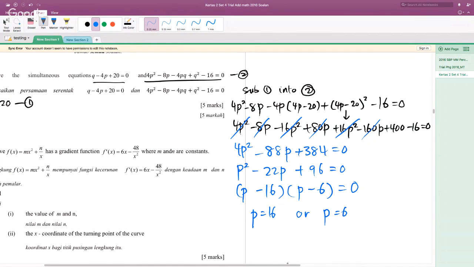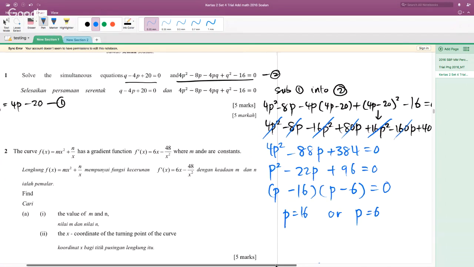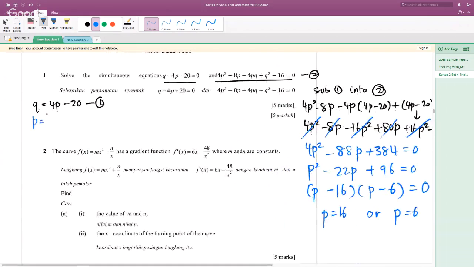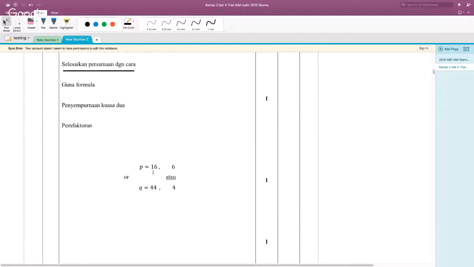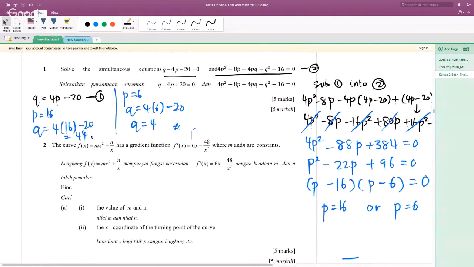Now that we have both of these, we can substitute back into our first equation. When p equals 16, q is 4 multiply 16 minus 20, which is 44. When p equals 6, q is 4 multiply 6 minus 20, which is 4. I guess the answer should be correct. Since I have the marking scheme on the other page, I'm going to check it as well. Yes, we have 16, 6 and 44, 4, which is correct. Okay, this is simultaneous equations, nothing very special here.